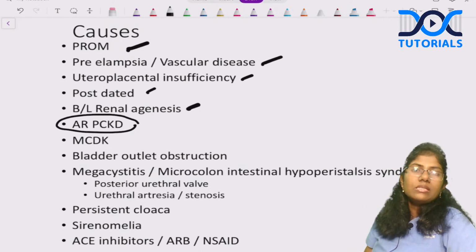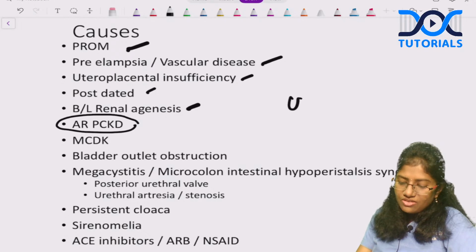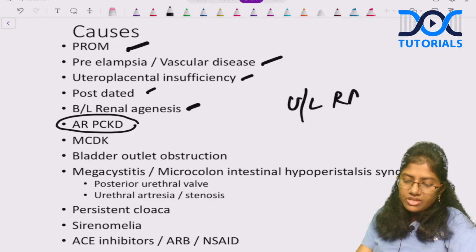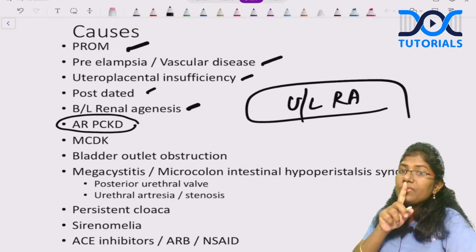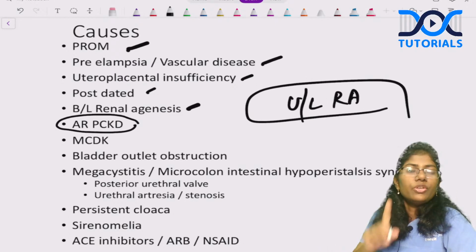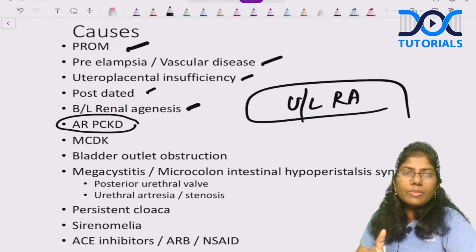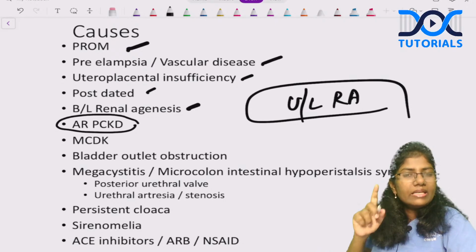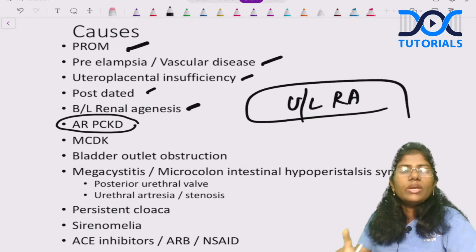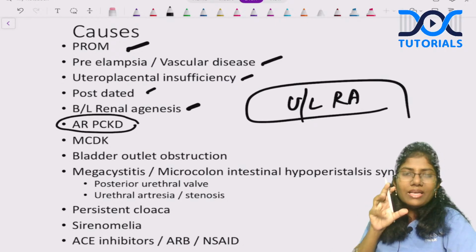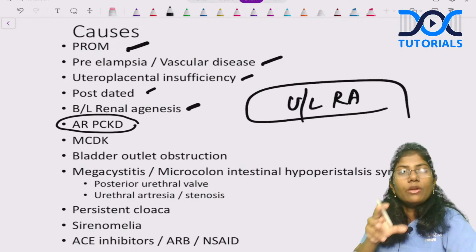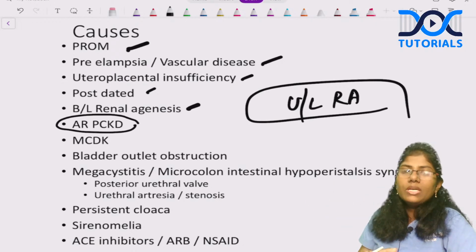Okay. And similarly, remember, unilateral renal agenesis. Unilateral renal agenesis does not lead to oligohydramnios because one single kidney itself is adequate to produce enough urine. You guys got my point? One single kidney itself is adequate to produce enough urine, and that existing kidney hypertrophies and compensates for the missing kidney. You understand, guys?